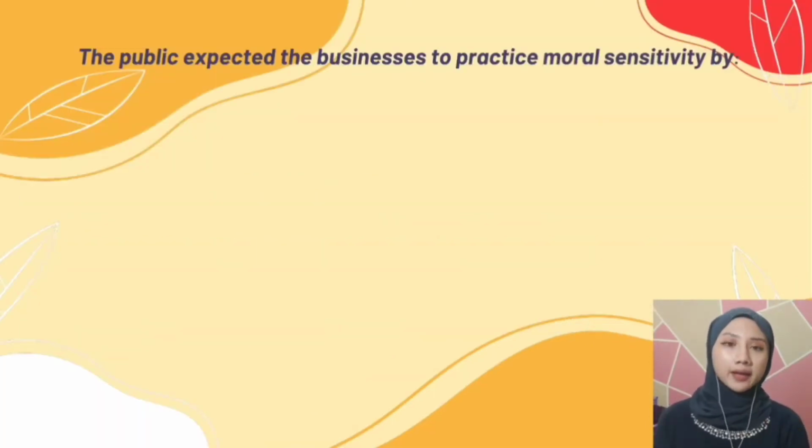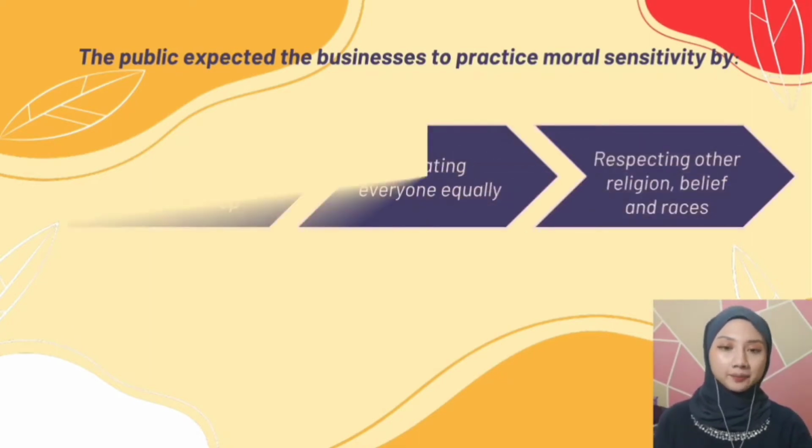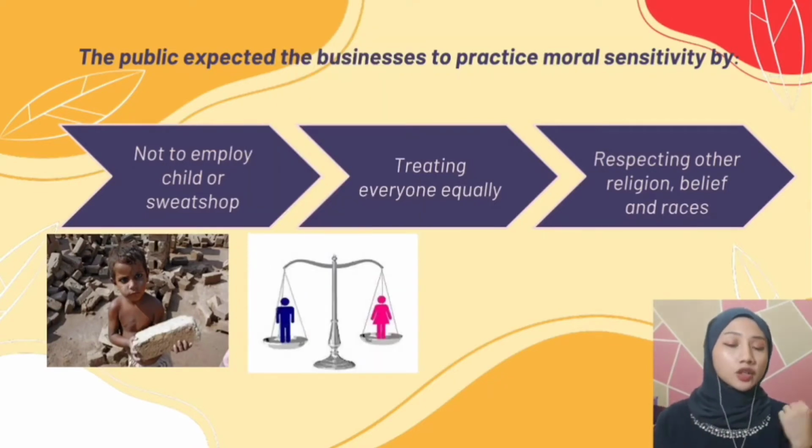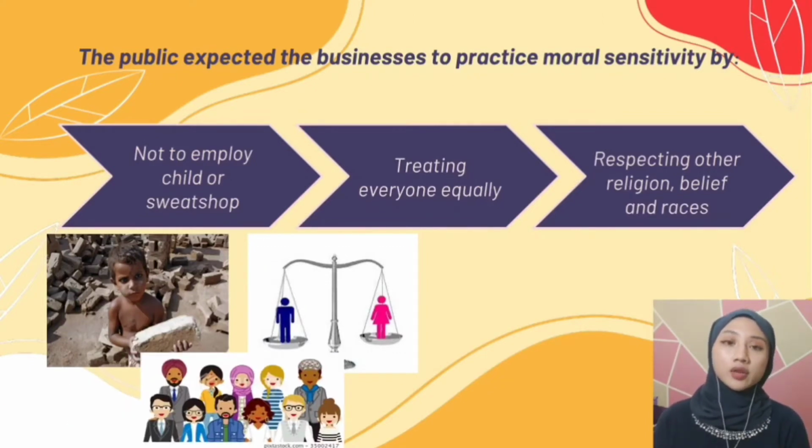The public expected businesses to practice moral sensitivity by not employing child or sweatshop labor. Second, treating everyone equally no matter what gender you are. Lastly, respecting other religions, beliefs, and races.